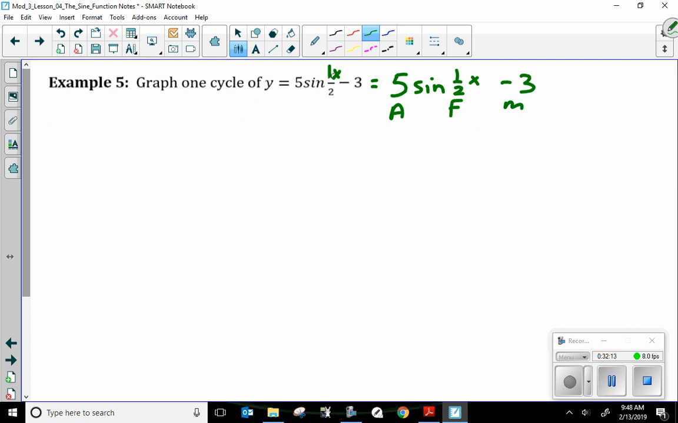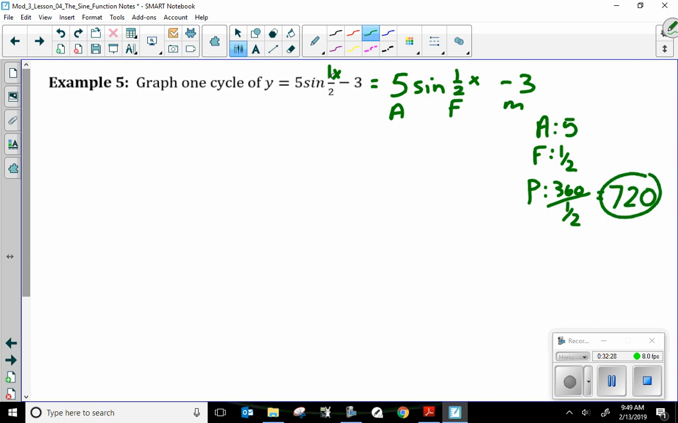Amplitude, frequency, midline. My amplitude is 5. My frequency is 1/2, which means my period is 360 divided by 1/2. No, it's not 180. Dividing by 1/2 is like multiplying by 2. 720. That is the length of one cycle. And my midline is at y equals -3.